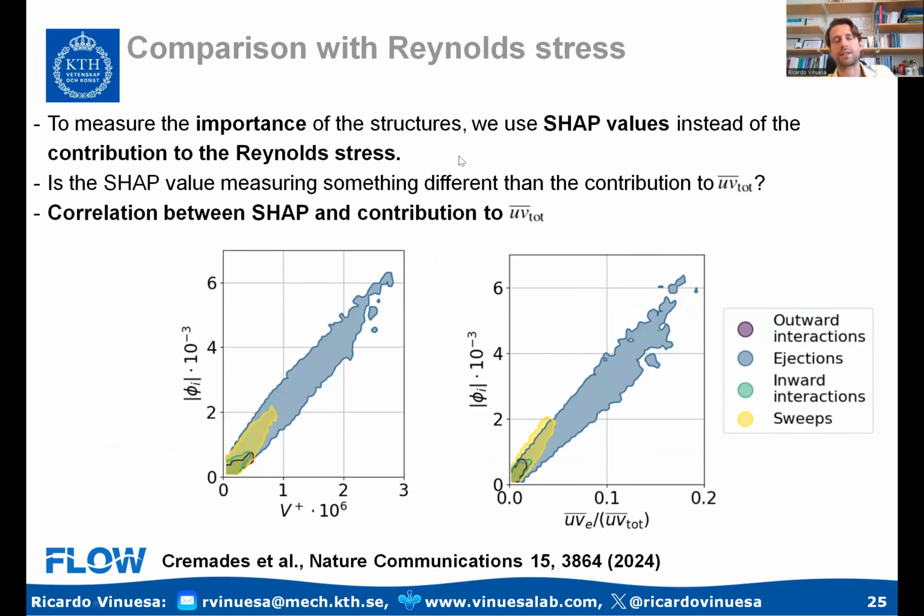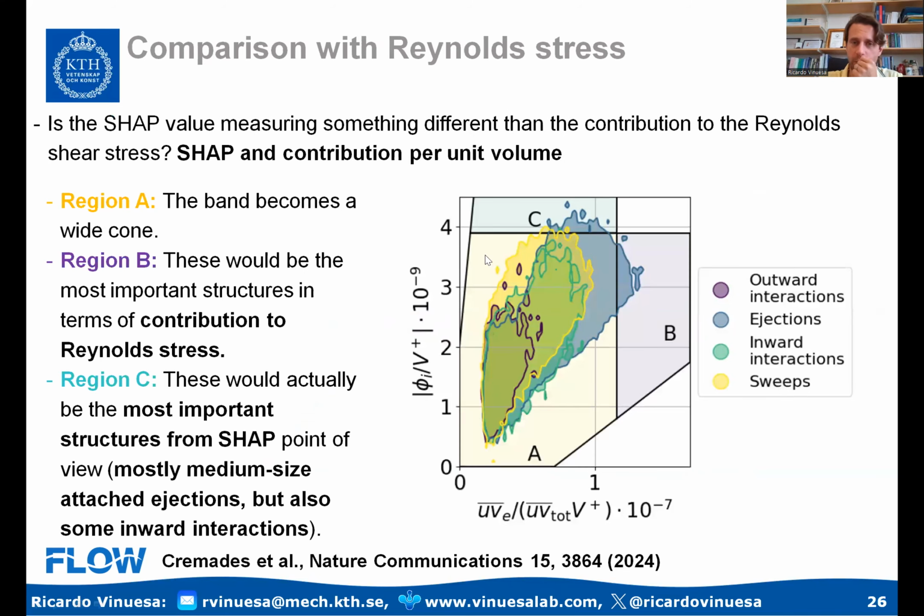What happens with the Reynolds stress? Because, of course, we're looking at Q events. These are regions of intense Reynolds shear stress. And as we can see here, when I represent the importance as a function of the Reynolds shear stress, there is again a pretty good correlation. So naturally, the extractors with highest Reynolds shear stress are also more important. But if I look at the importance per unit volume in the vertical axis as a function of the Reynolds shear stress per unit volume in the horizontal axis, we get something quite interesting.